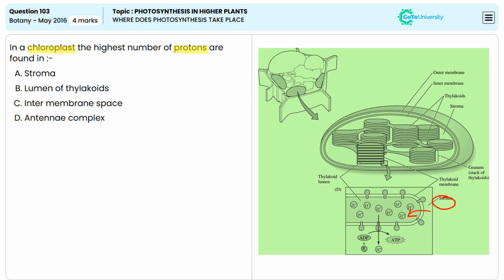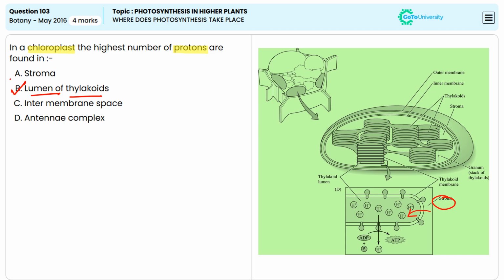And this pumping of protons into the thylakoid lumen results in a higher concentration of protons inside the thylakoid lumen compared to the stroma, creating a proton gradient, also called a proton motive force. And this energy stored in the proton gradient is used by the ATP synthase enzyme to generate ATP as protons flow back to the stroma. So that means the correct answer is option B, lumen of thylakoids.